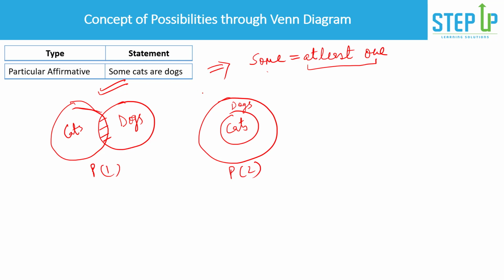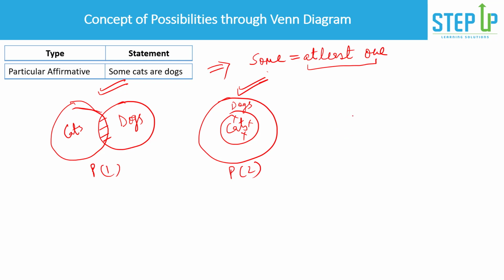The moment it says some cats are dogs, don't say that it is all cats are dogs. Don't worry about that. We don't have to use reverse logic. All we have to say is whether this diagram is satisfying the condition that at least one cat is a dog. At least one cat, can you say, is a dog here? Of course. So that means this is a correct possibility. Okay. What other possibilities can we draw?